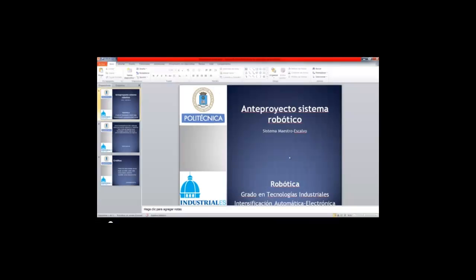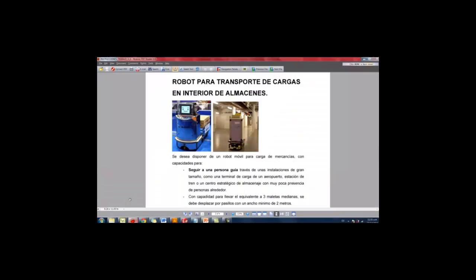The company of the user can hire the whole system depending on the requirements, or only acquire a slave robot or a master robot. This was the exposition about our proposed solution. Thanks.